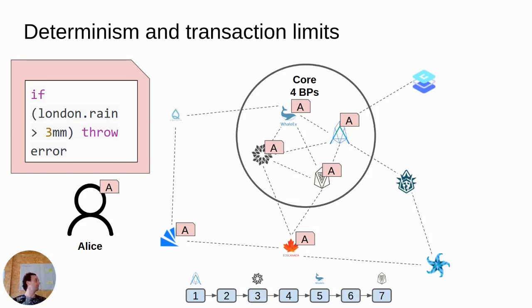What if they have different sensors or measurement units or whatever it is? Then they can't all agree. They can't all come to the exact same result. They can't come to a consensus as well.